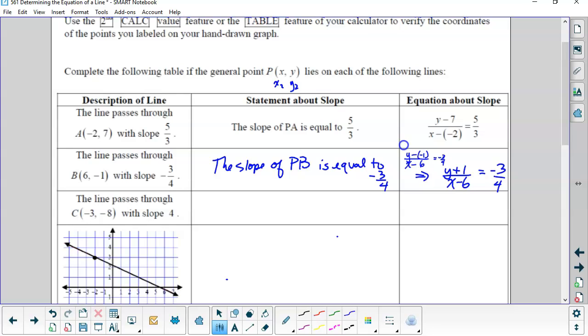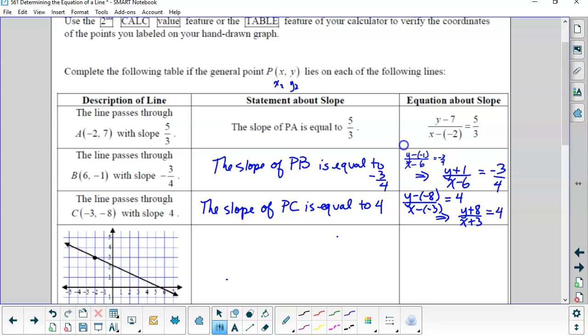Line passes through C with slope 4, so the slope of PC is equal to 4. So now y minus negative 8 over x minus negative 3 equals 4. Simplify that a little bit: y plus 8 over x plus 3 equals 4.